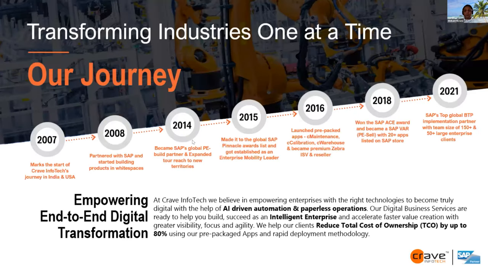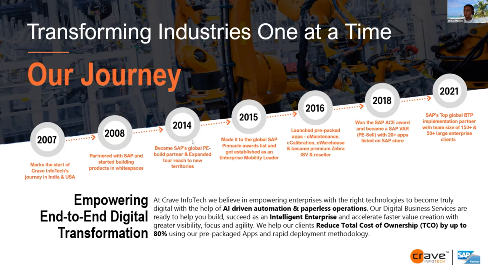So, a quick overview of today's session. We are going to have a little bit about Crave Infotech. Then we'll talk about the EAM and the whole IAM holistically, and the journey from reactive to predictive. And then Shiva will talk about a specific use case of wind turbine and how IAM has helped to do that modeling. And finally, I will close with our implementation methodology. So that's what we have planned for today.